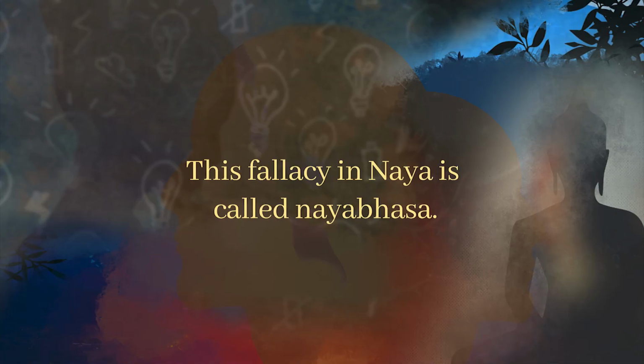The Jaina system holds that there are seven nayas. The first four nayas are called arthanaya because they relate to objects or meanings. The last three are called shabdanaya because they relate to words. Naya involves a fallacy when we take it as absolute. This fallacy in naya is called nayabhasa.